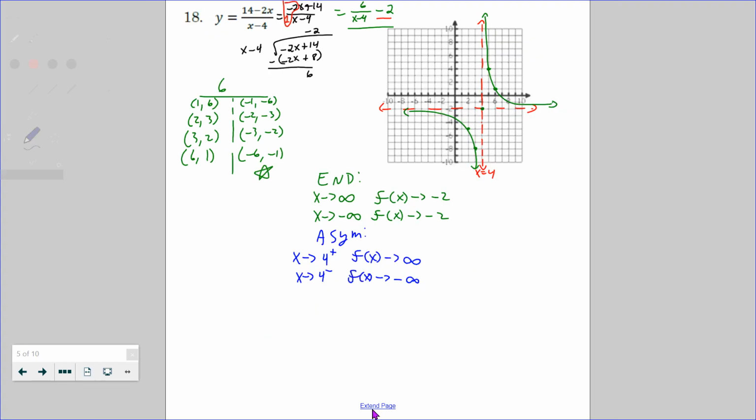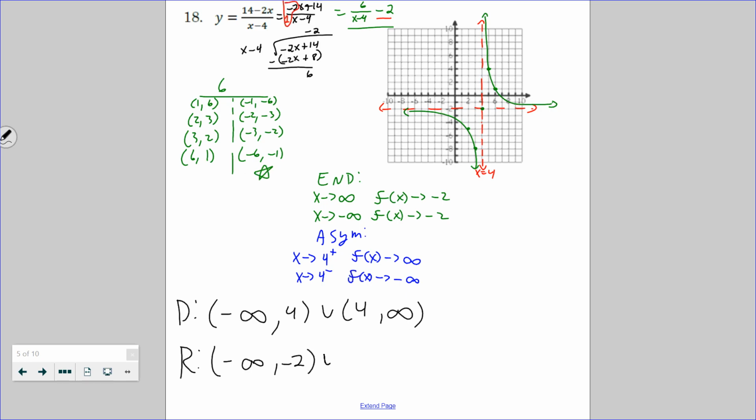Let's do domain. My domain is always going to be everything except for my vertical asymptote or my discontinuities. So -infinity to 4, union 4 to infinity. That's my domain. And then for my range, it'll be very similar. It's everything except for what y cannot equal, and y cannot equal -2. So that's what we're going to write. There's your domain and range as well. All right, let's keep going.